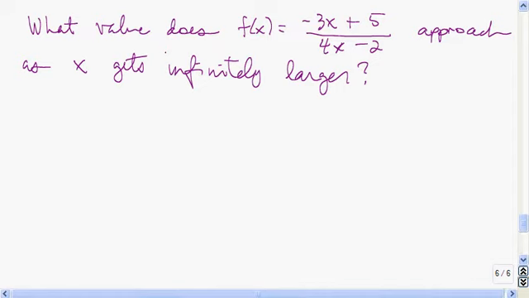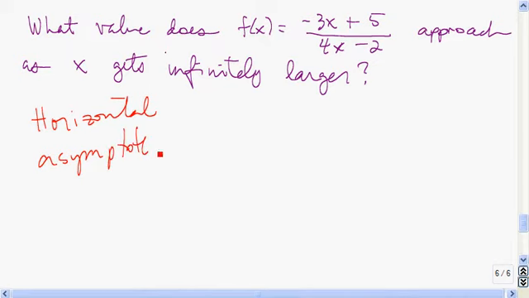Okay, so here I have a rational function, f of x equals negative 3x plus 5 divided by 4x minus 2. And I want to find out what value this function approaches as x gets infinitely larger. So what the problem is really asking you is, what is the horizontal asymptote of y equals negative 3x plus 5 over 4x minus 2?